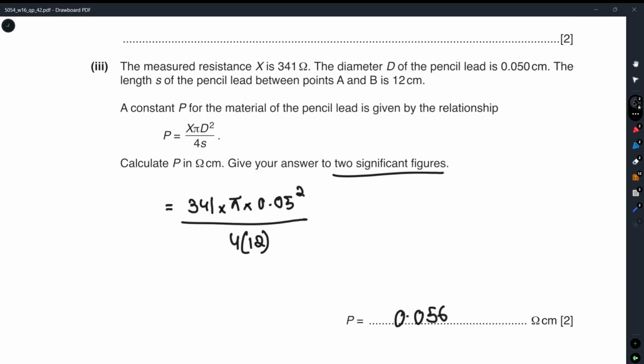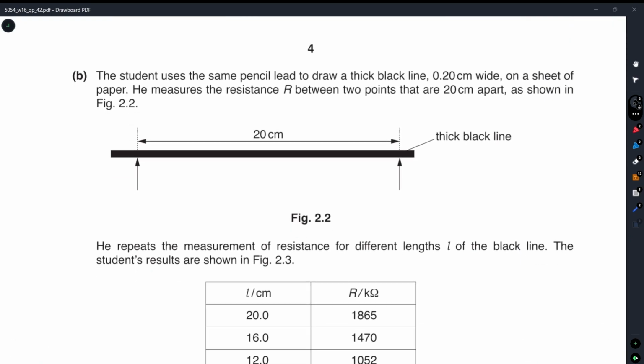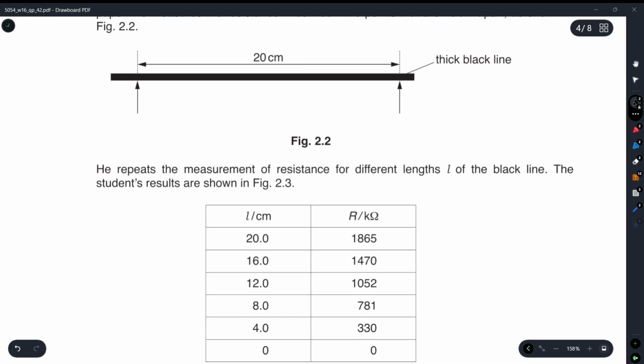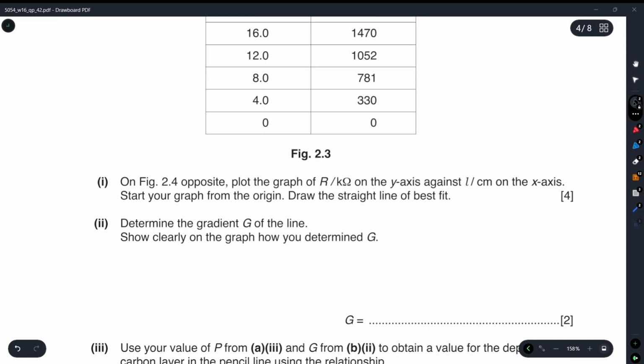All right, cool. So moving on, a student uses a pencil 20 centimeters, draw. He measures the resistance R between the 2 points that are 20 centimeters apart. He repeats the measurement. On figure 2.4, R against L.